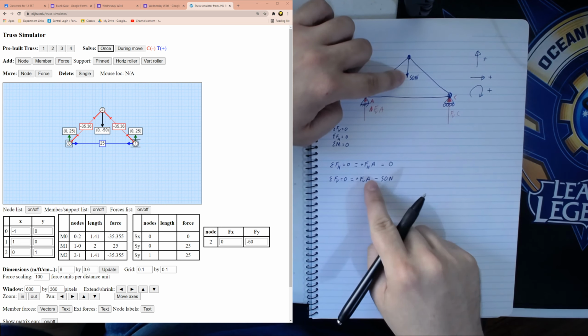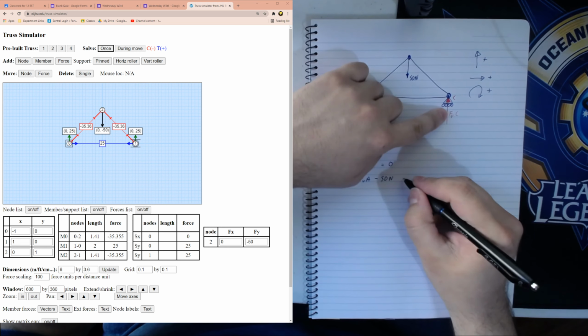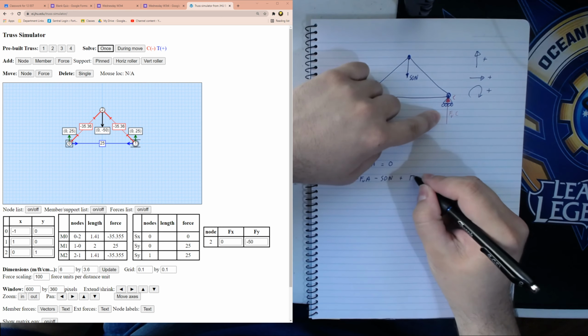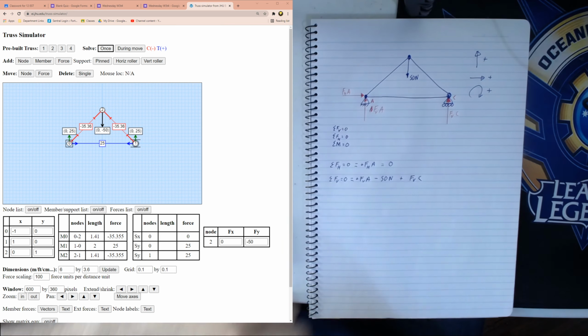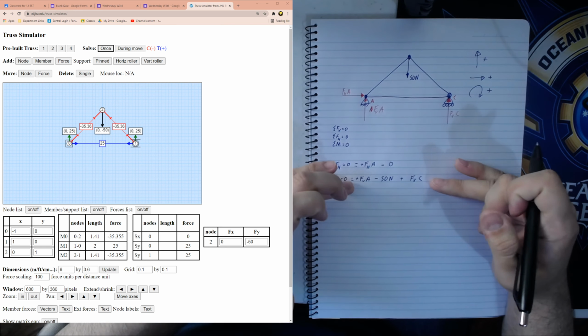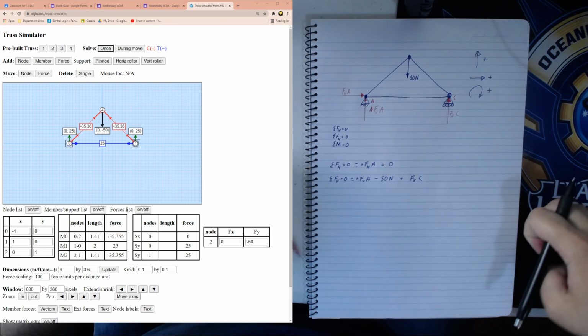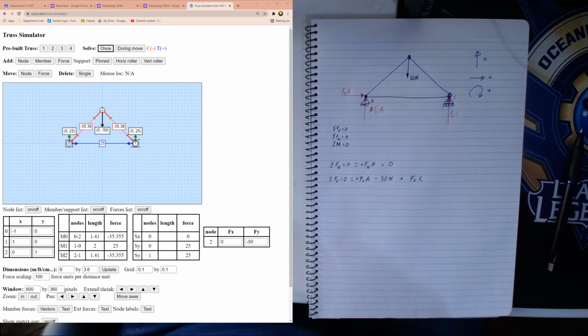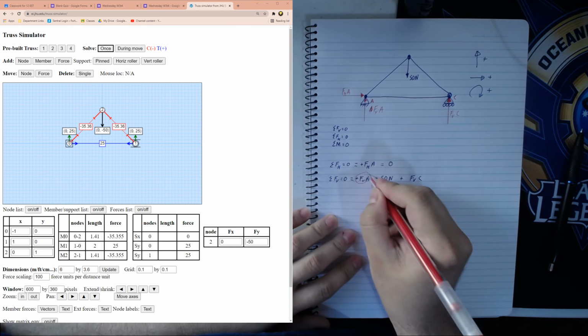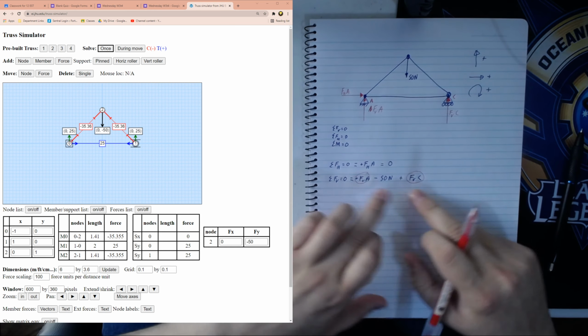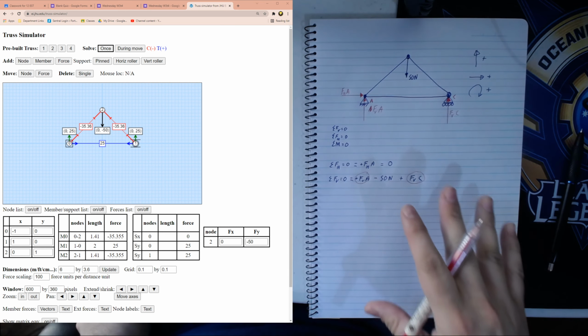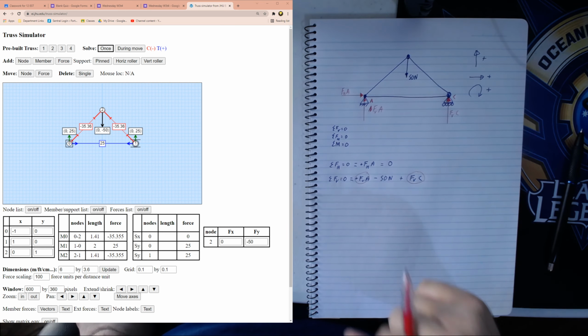And it's negative because it's going down. And then we have this one over here. We have positive force VC. The issue we have here when we try to solve this is, let's look at the amount of unknowns we have. This is an unknown and this is an unknown. So we have two unknowns in a single equation. It's a relationship, but we cannot solve this.